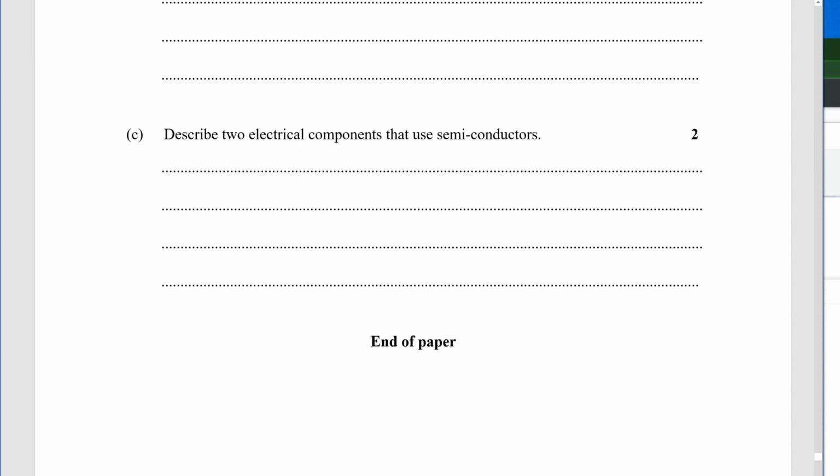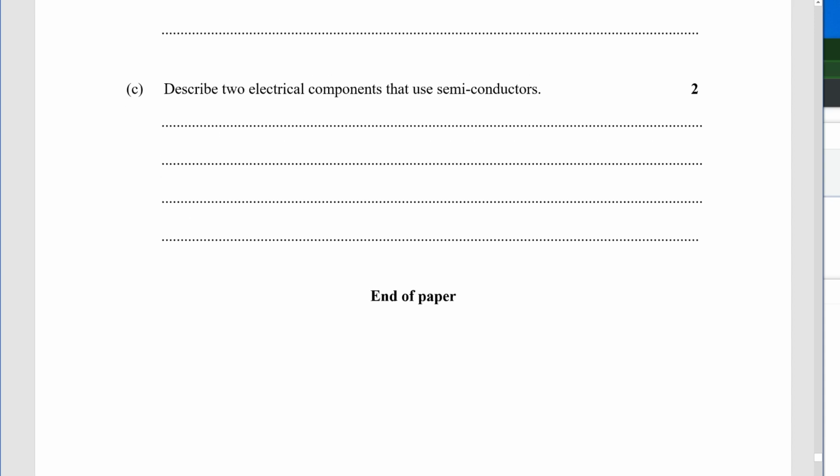Okay, describe 2 electrical components that use semiconductors. Now, it's really important here that the word is describe. So we're circling the word describe. We're boxing the word to. We're underlining semiconductors. So what are 2 components that use semiconductors? Well, the two classic ones that we use are diodes and transistors, but that would be identifying.